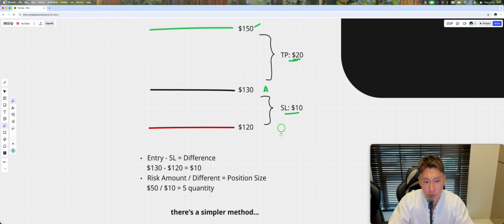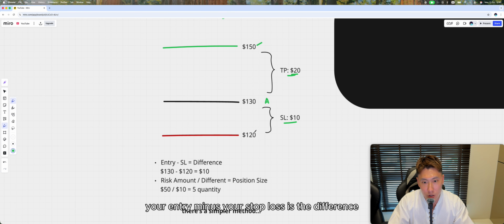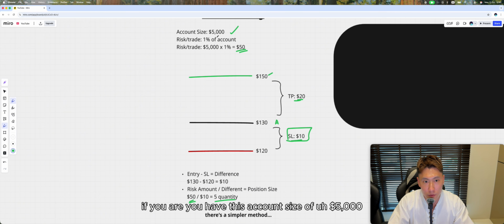So in this case, your entry minus your stop loss is the difference. You get this $10. And you know that you are risking $50 per trade. So $50 divided by the stop loss range gives you 5. For this specific trade, if you are risking $50 and the stop loss range is $10, it means that you only enter five. You buy 5 of stock A in terms of quantity.